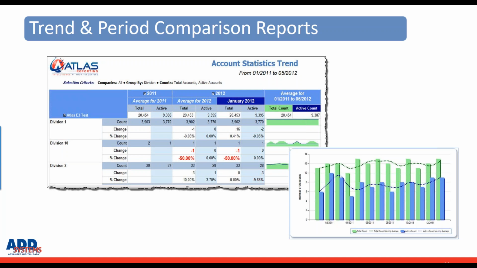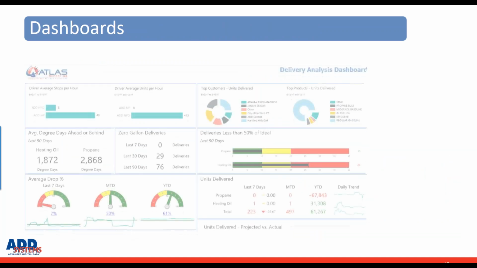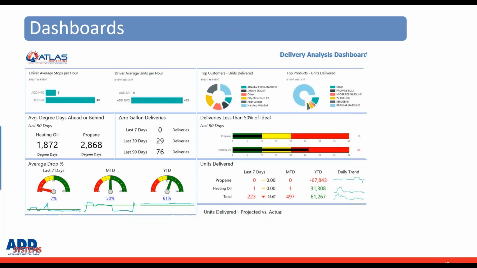And there's lots of different ways to display trends and period comparison. But you want to make sure that your business intelligence solution allows you to have trend and period comparison reports in there. The next thing that we have is dashboards. You hear lots of talk about dashboards. And dashboards are key. They're a really important part of a business intelligence solution, as long as you implement them properly. Here's an example of a dashboard.